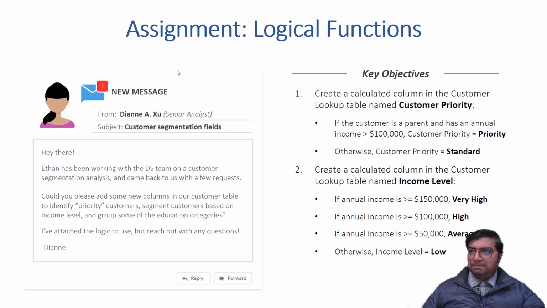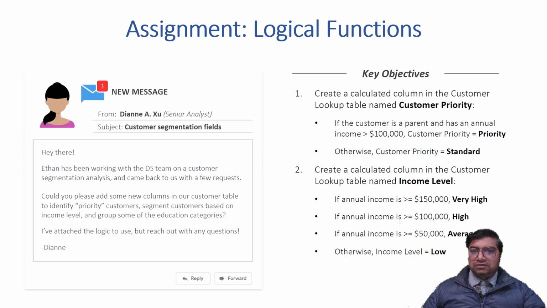Let's suppose you're working somewhere or an interviewer asks you a question. The DS team is working on a customer segment analysis and comes back to us with a few requests. They want to add new columns in the customer table to identify the priority customer segment based on income level and to group some of the education categories. Let's look at the objectives of what we want to do.